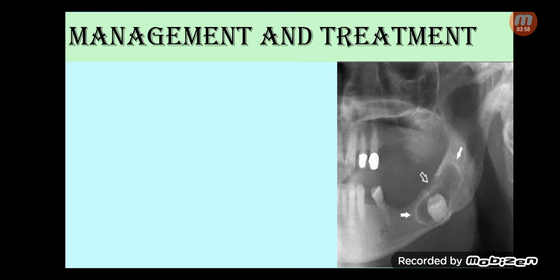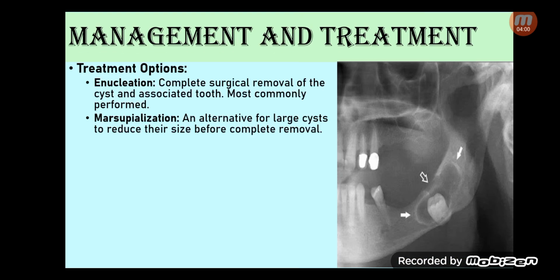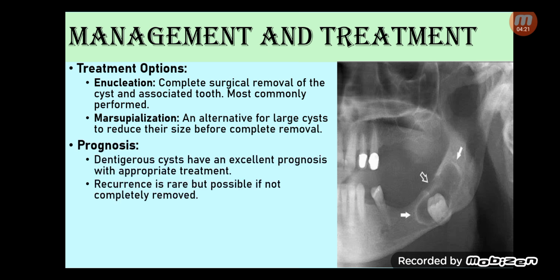Now we will talk about management and treatment of dentigerous cyst. Treatment options for dentigerous cyst are enucleation and marsupialization. Enucleation is complete surgical removal of the cyst and associated tooth. It is the most commonly performed procedure. Then we can also do marsupialization, that is an alternative for large cysts to reduce their size before complex removal.